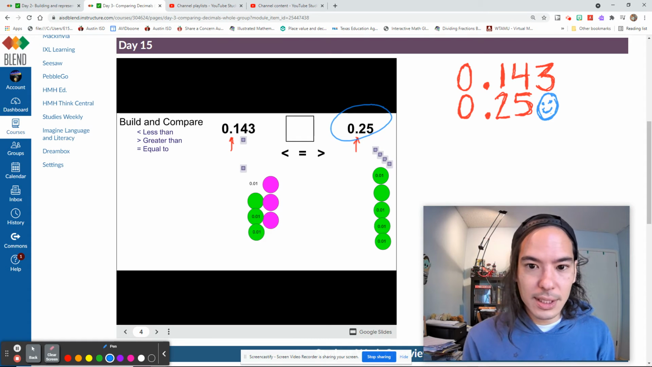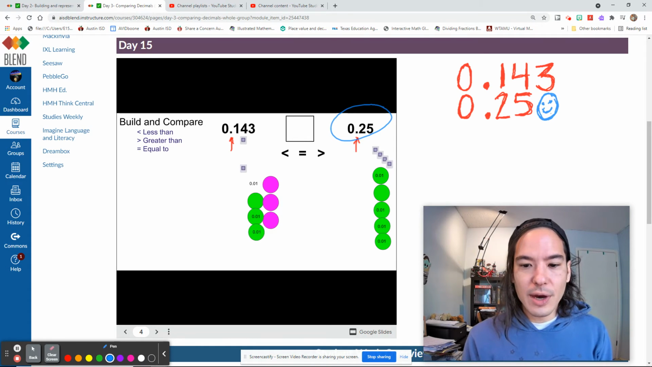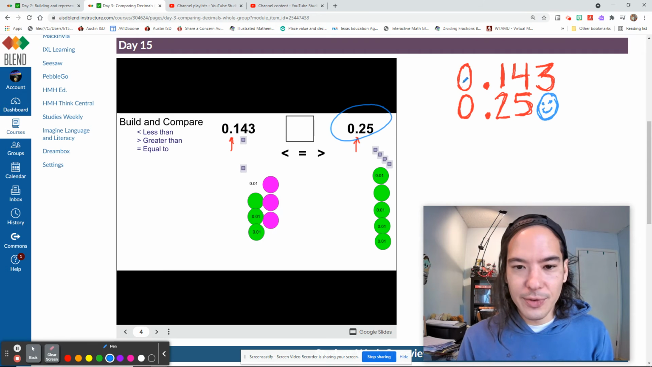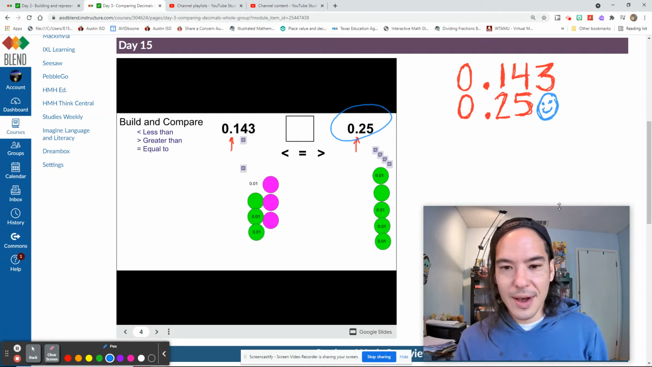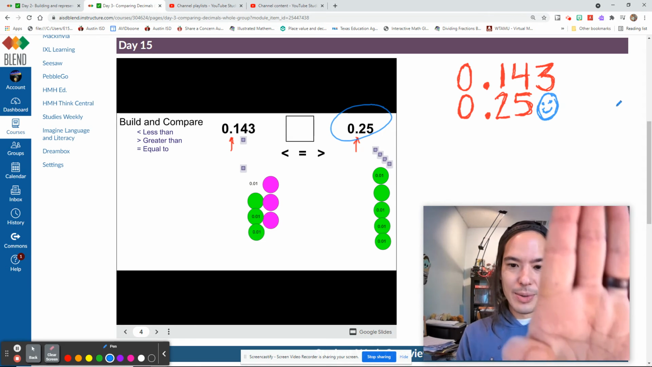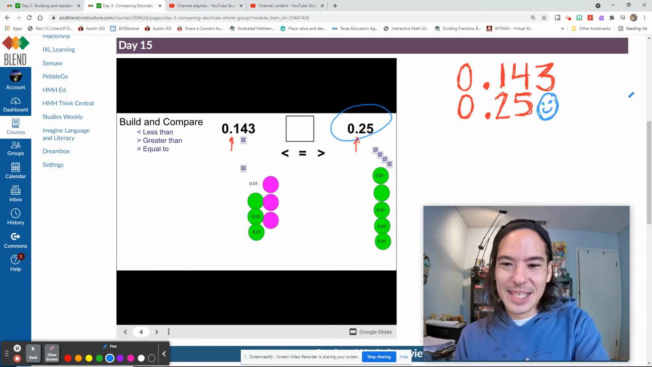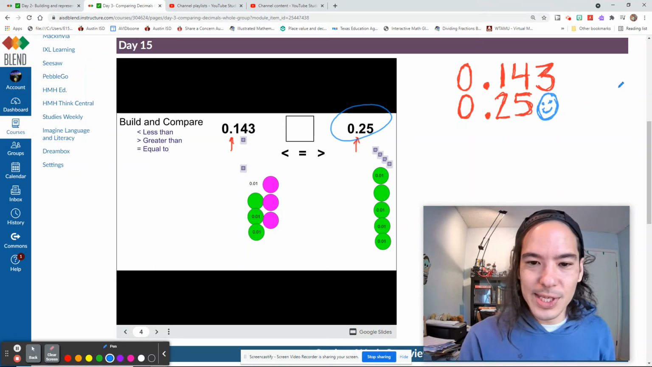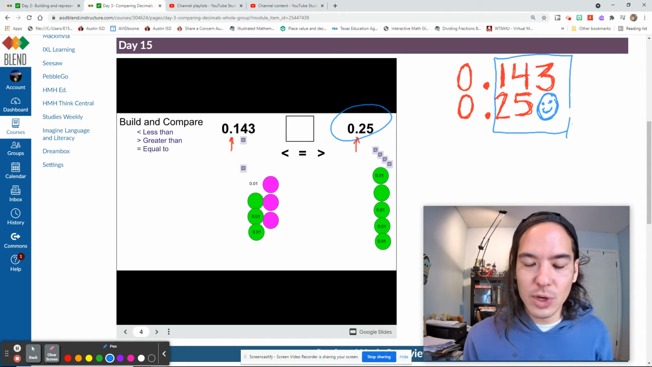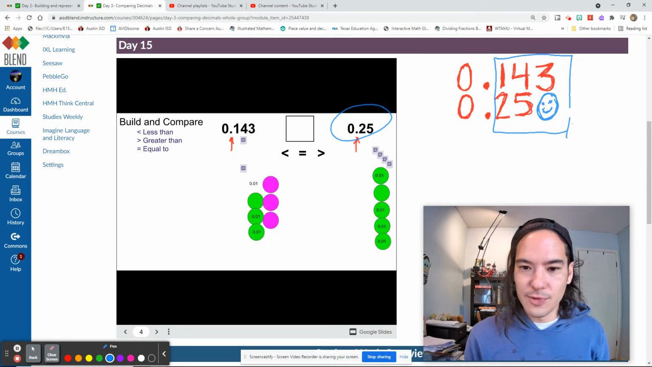So now, let's look at these two numbers. If you cover up the 0 and the decimal point, well, I can't. I don't have anything to do that, darn. All right, so if we cover up the 0 and the decimal point, go ahead and just take your hand and cover up the 0 and the decimal point. Now you're comparing two 3-digit numbers, right? If we cover up the 0 and the decimal point, we are just looking at 143 and 250.